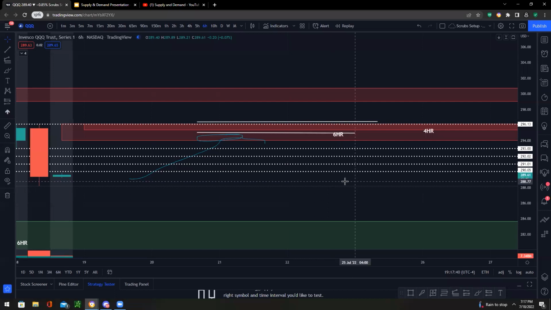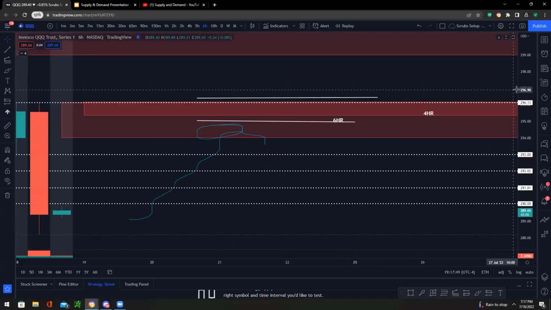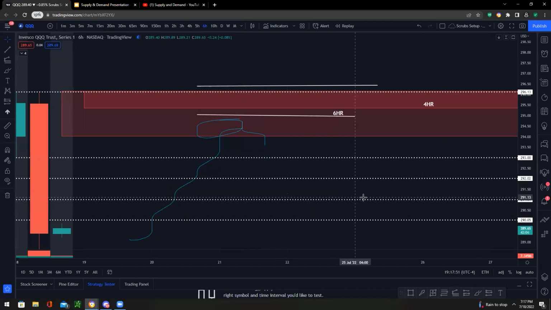Now, obviously, it's not going to hit every single time, but that's your final target where you want to take all your profits off the table. These are your more minor targets per se. Obviously, there's still going to be lots of reactions, especially at 290. So you want to play it by ear. Not every single trade is static. Every single trade is dynamic. There's always going to be some minute differences in every single trade setup you take.